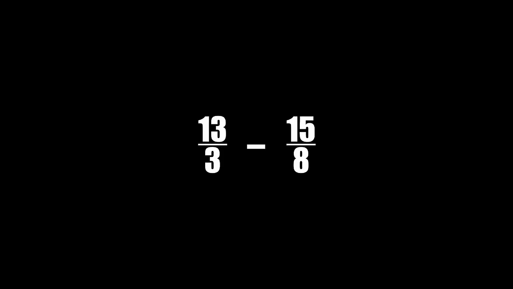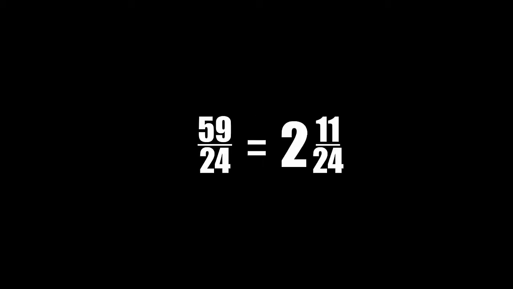This is typically how students and many of us as teachers would solve this problem. We start off by taking these two mixed numbers, changing them to a fraction greater than 1. Then we find a common denominator. Then we subtract, and we're left with 59/24. And then we go ahead and we change our fraction greater than 1 to a mixed number.